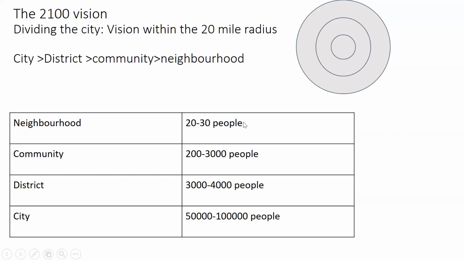So remember that the neighborhood contains 20 to 30 people, the community 200 to 3,000 people, the district 3,000 to 4,000 people, and the city is 50,000 to 100,000 people. So that's the radius within that usually we find in 20 miles. So this was for the city of Rotterdam when we created a vision for the year 2100. So I'm just taking that slide and just showing it to you, just to remind you.